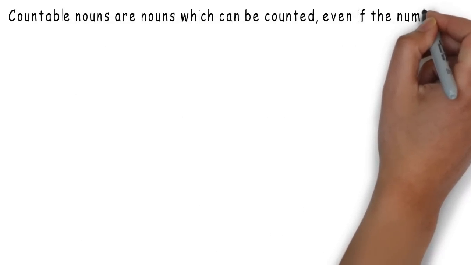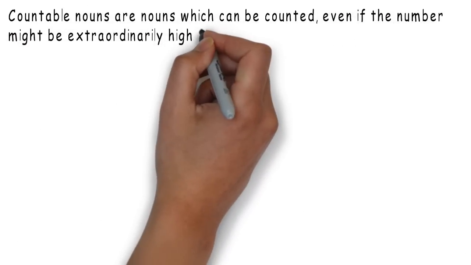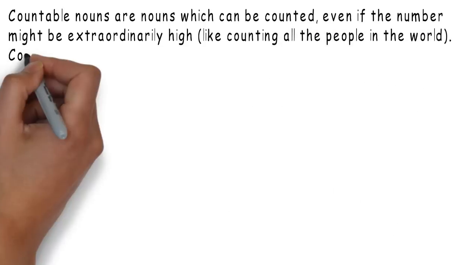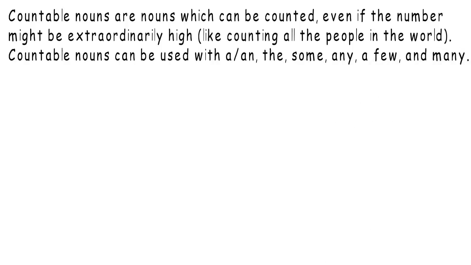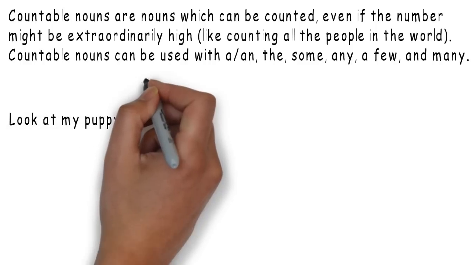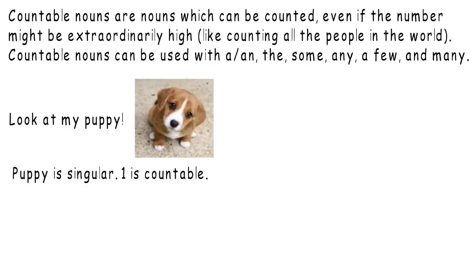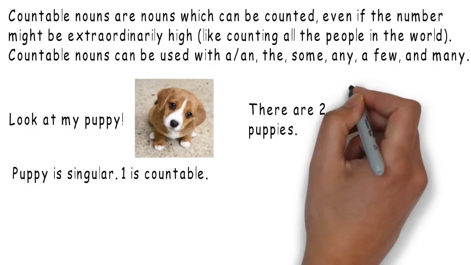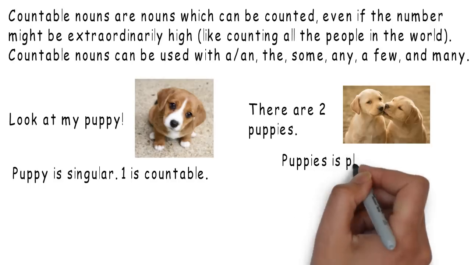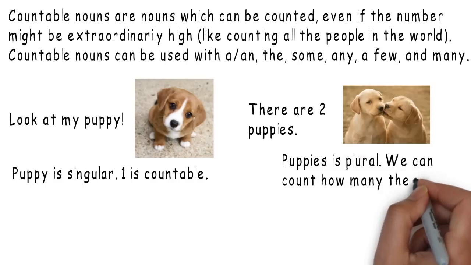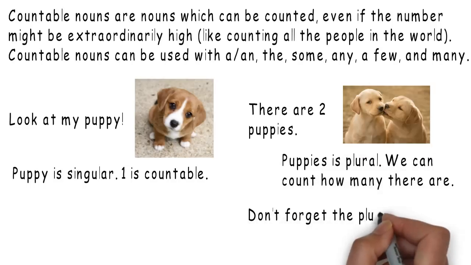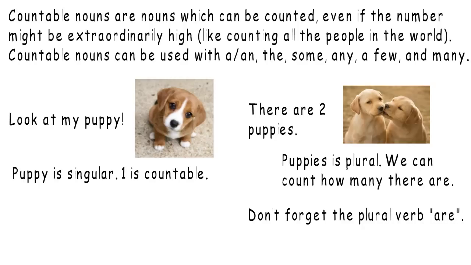Countable nouns are nouns which can be counted even if the number might be extraordinarily high, like counting all the people in the world. Countable nouns can be used with a, an, the, some, any, a few, and many. Look at my puppy. Puppy is singular. 1 is countable. There are 2 puppies. Puppies is plural. We can count how many there are. Don't forget the plural verb are.